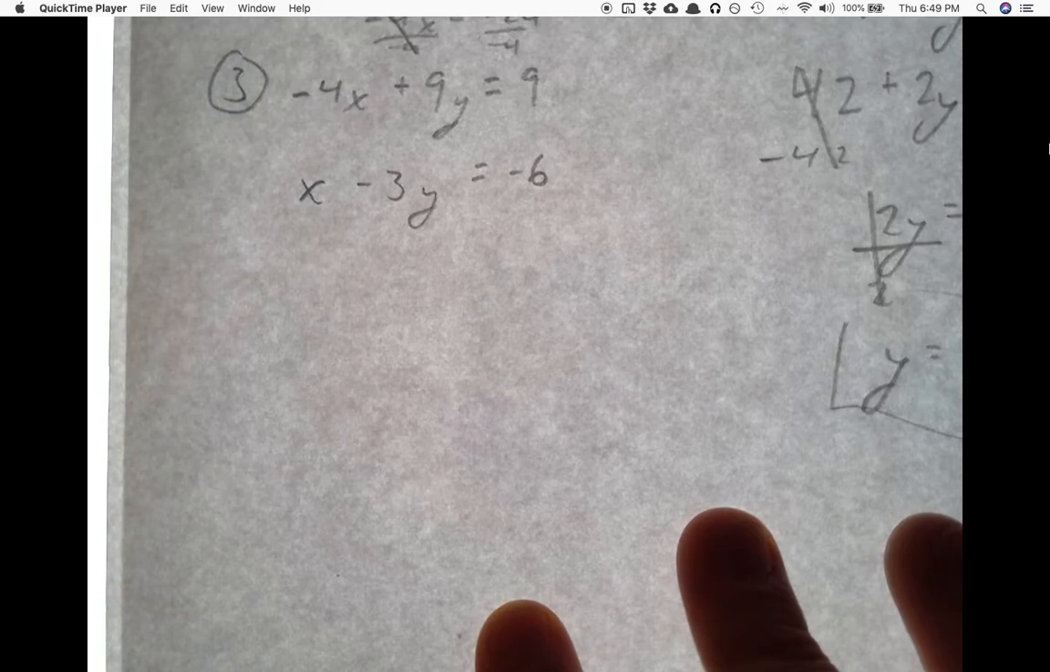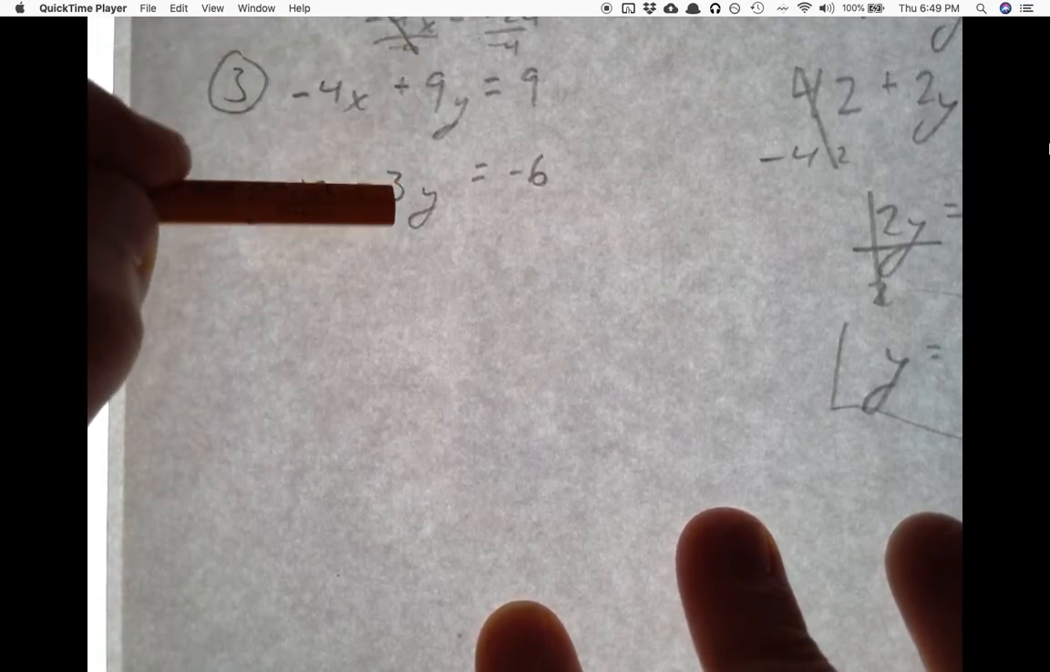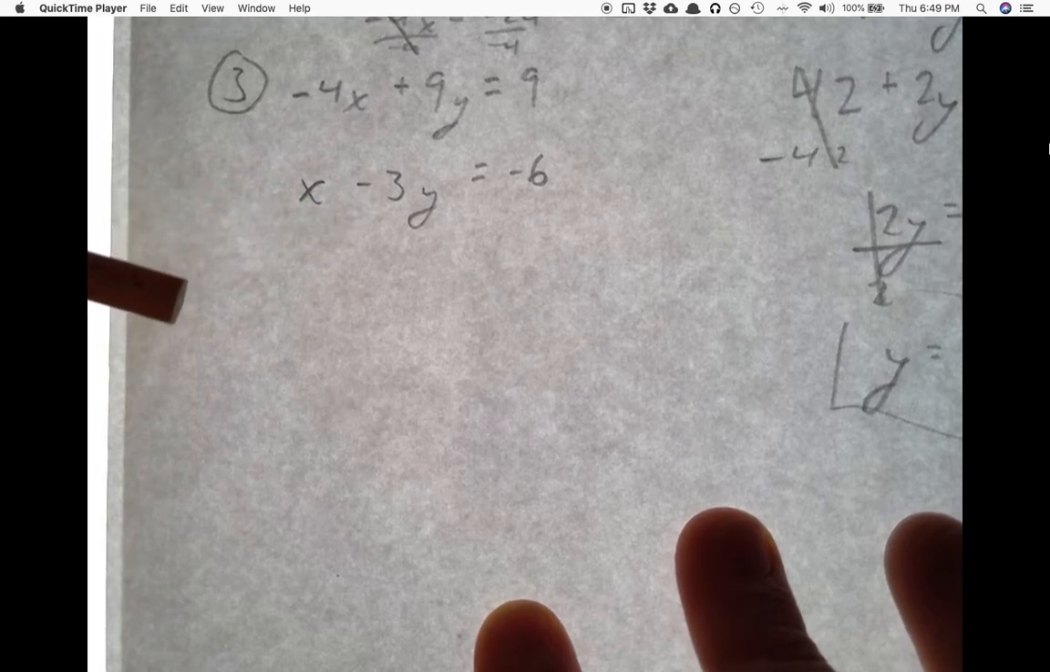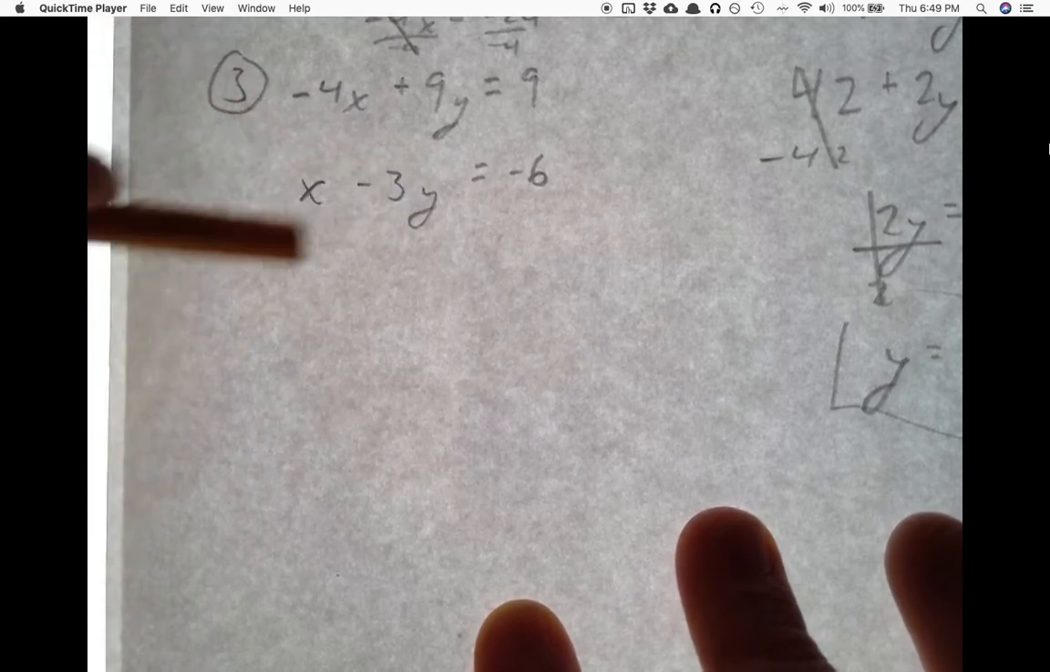So what you've got to do is choose which variable you want to eliminate. Do we want to get rid of the x or do we want to get rid of the y? I'm going to say I'm going to get rid of the y in this question.